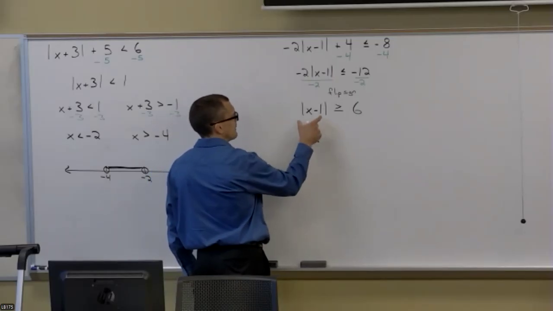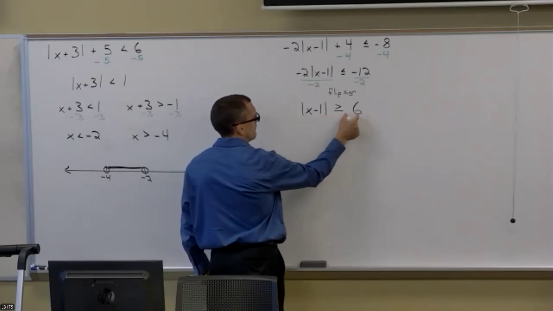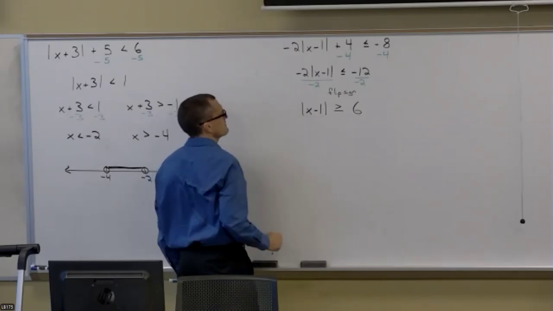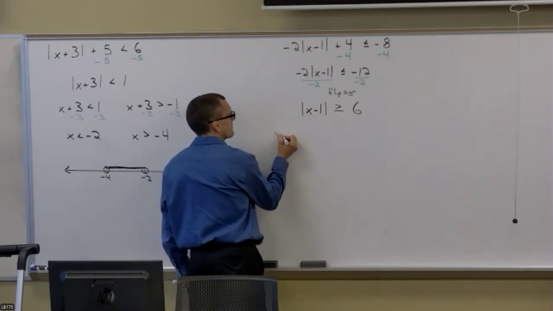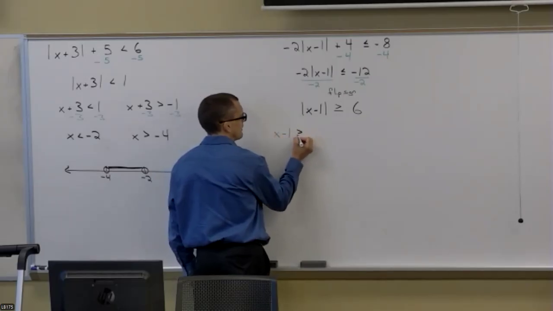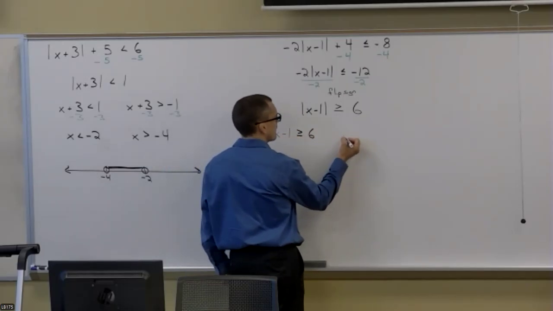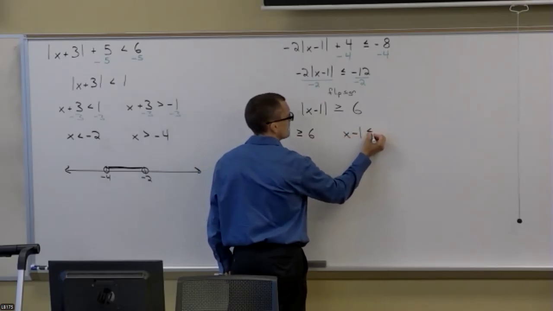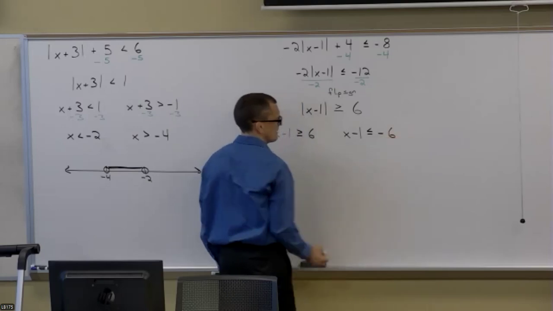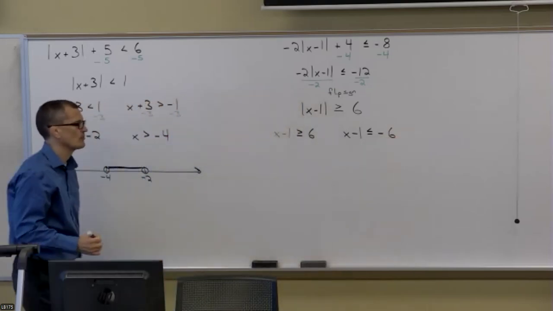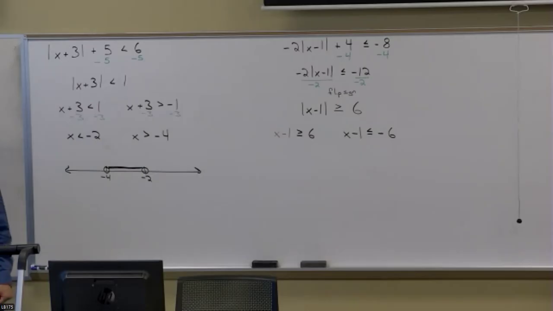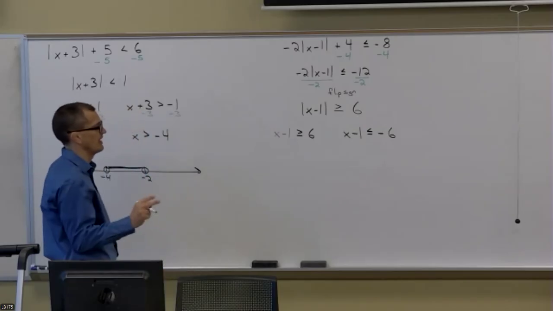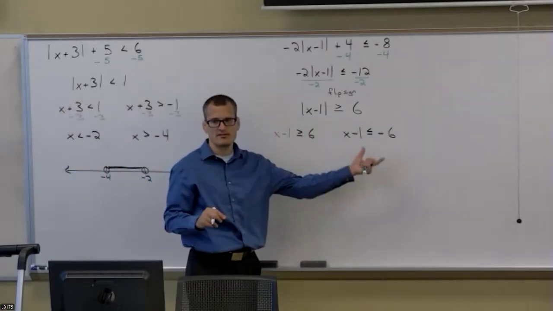At this point, since we have absolute value, inequality symbol, positive number, we can set x minus 1 to be greater than or equal to 6, or x minus 1 less than or equal to negative 6. Again, sign flips when I have a negative sign in there. When I use negative 6, I flip the sign because that's like multiplying both sides by negative.